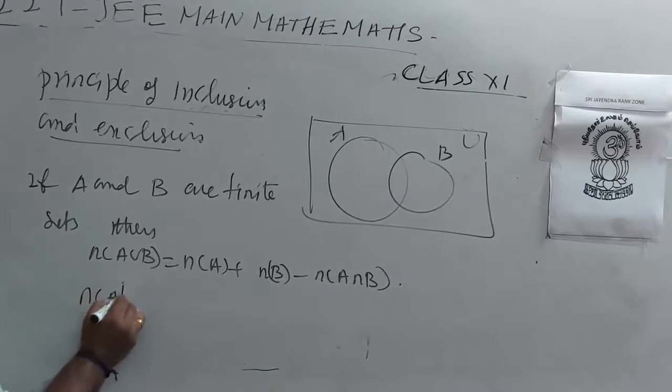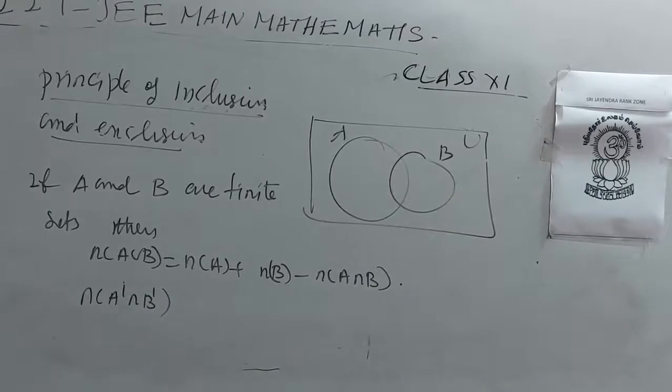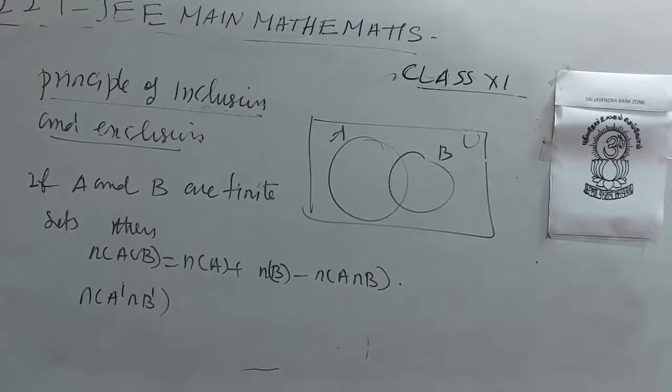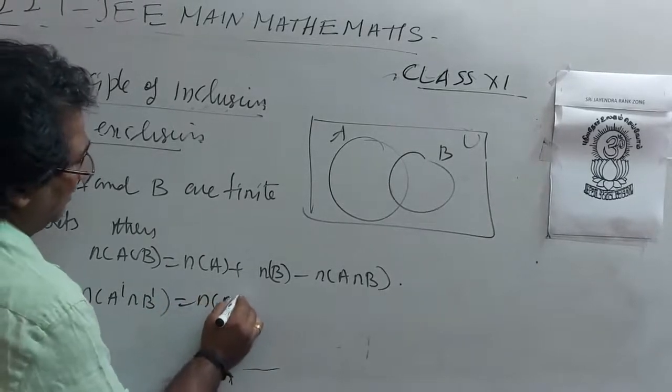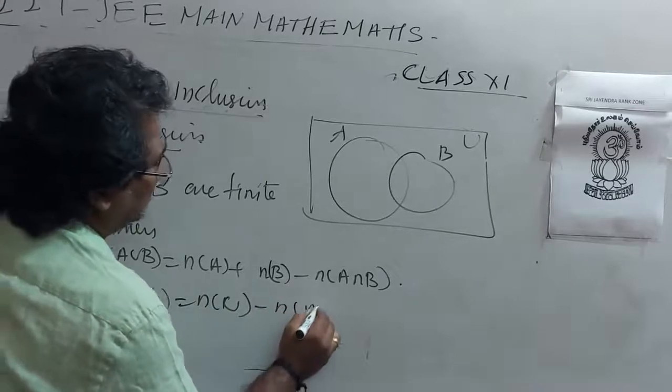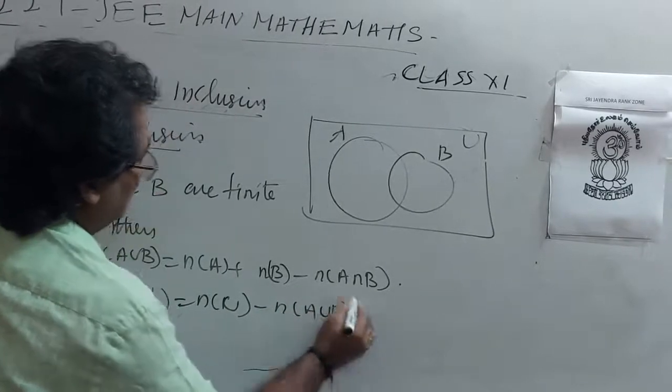n of A dash intersection B dash equals n of U minus n of A union B.